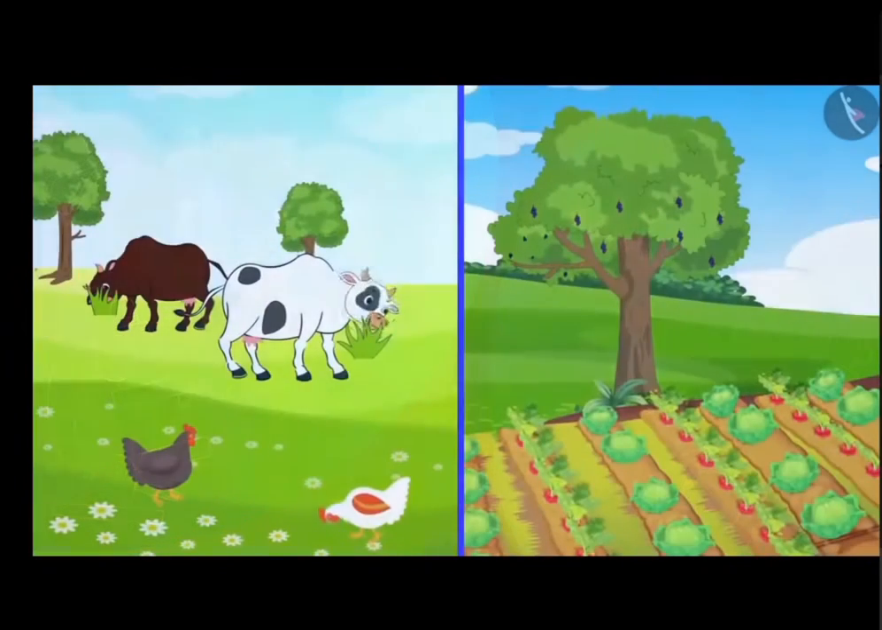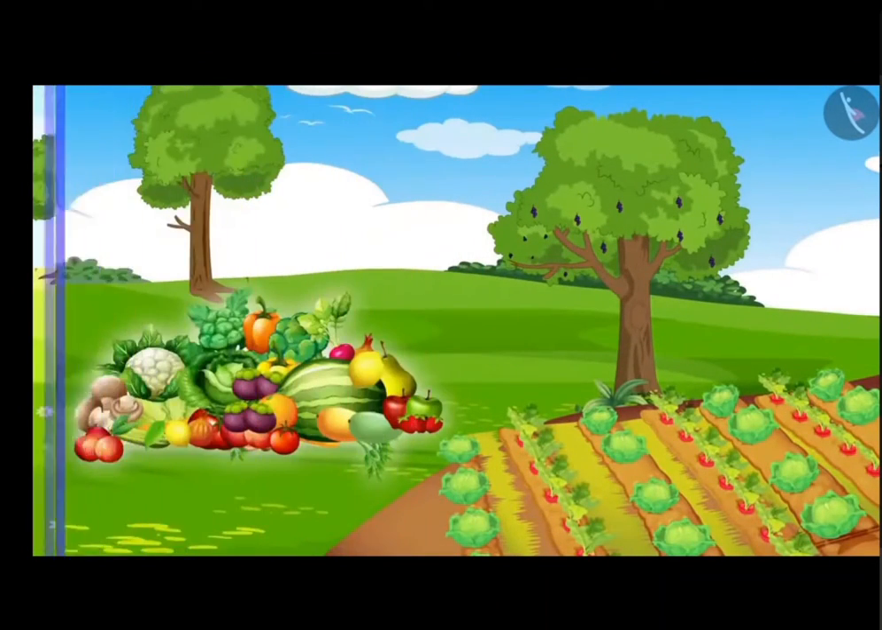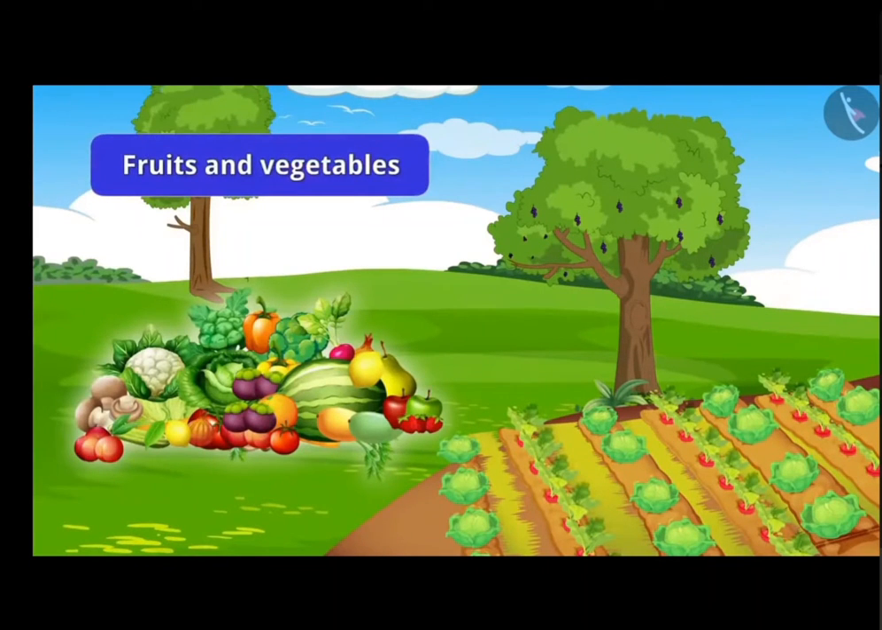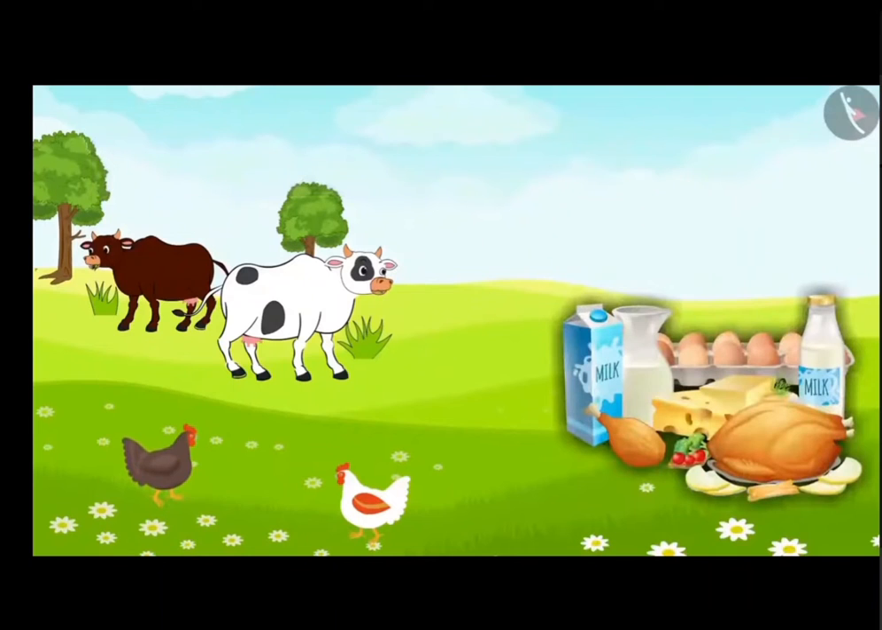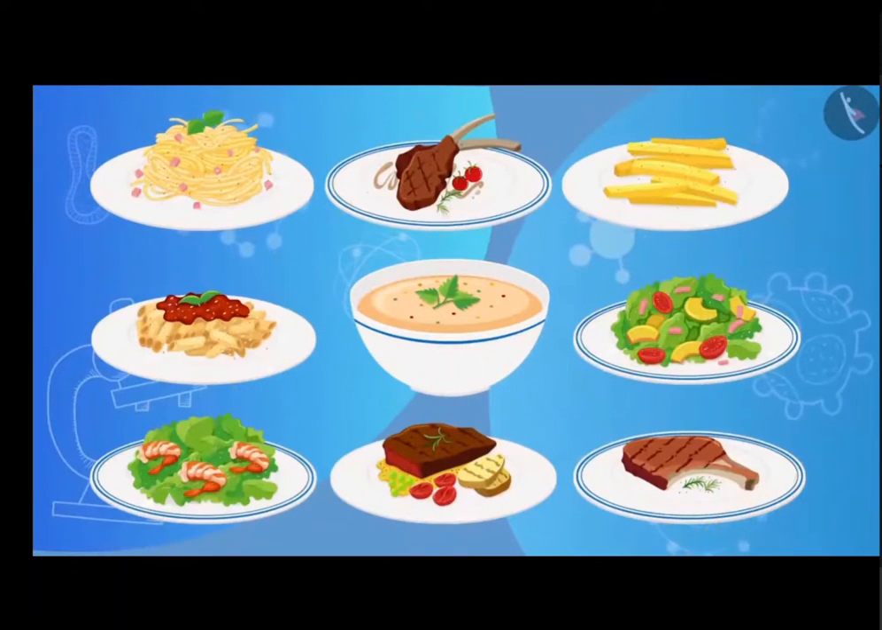Well, humans get foods from trees, plants, and animals. So, what do we get from trees? We get fruits and vegetables. And what do we get from animals? We get egg, meat, and milk. And by combining all these, we prepare different varieties of food.